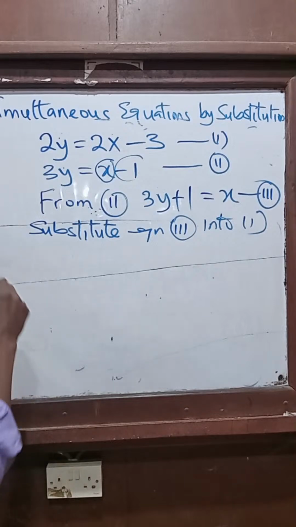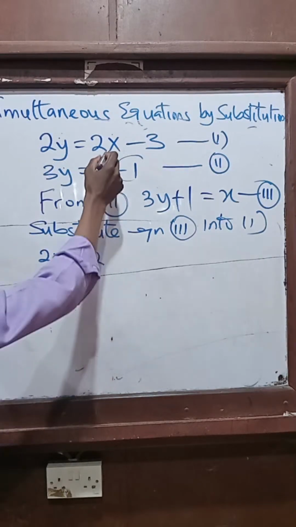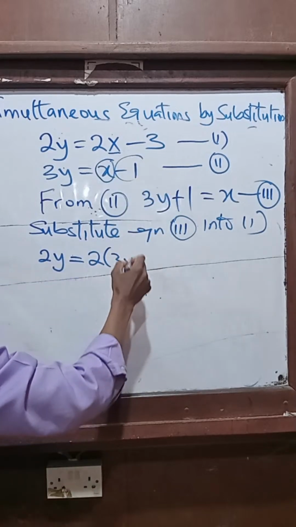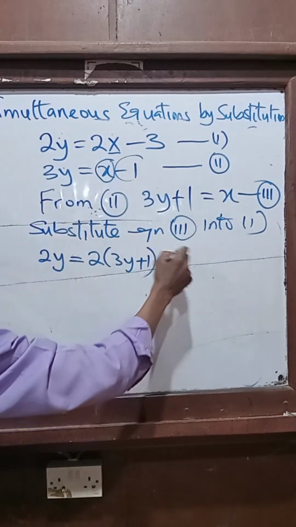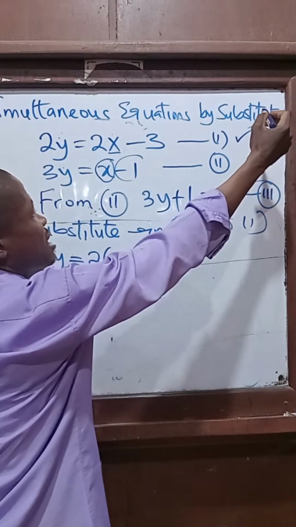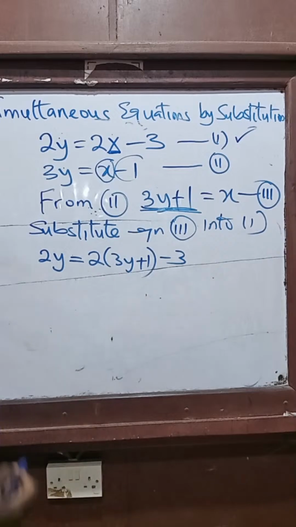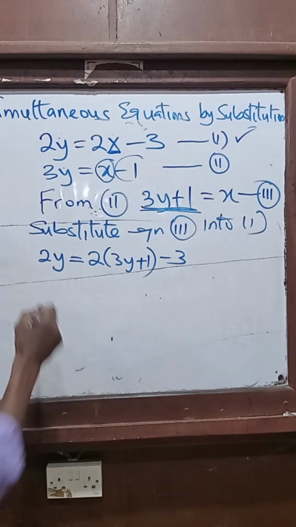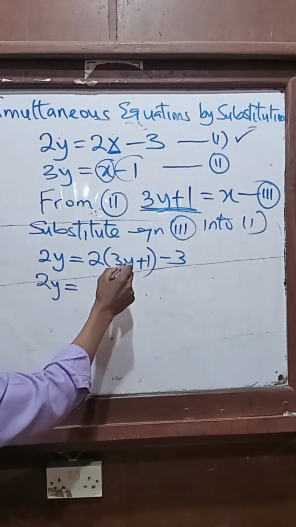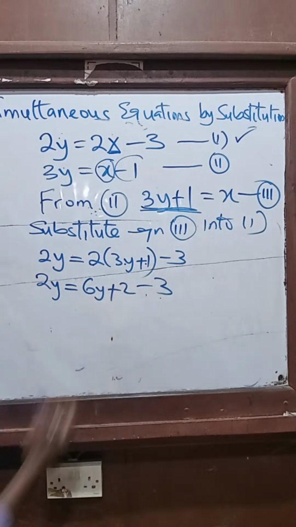So if you do that, we are going to have 2y equal to 2x. And x is what? 3y plus 1, minus 3. So since you are plugging into equation 1, anywhere you see this variable x, you put this expression there. Okay, then you do the expansion. 2 times 3y, that's 6y. 2 times 1 plus 2 minus 3.